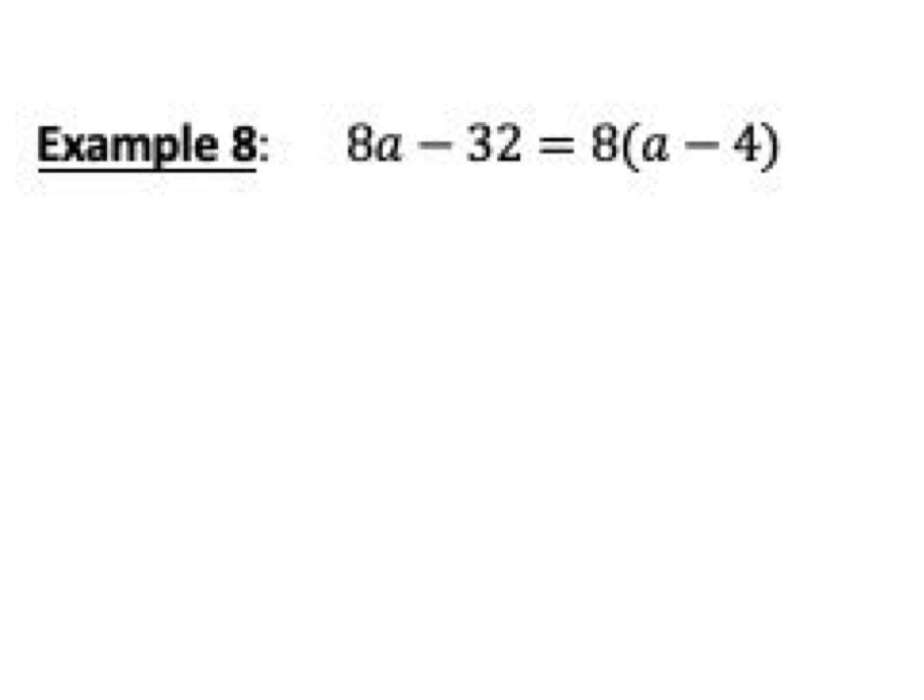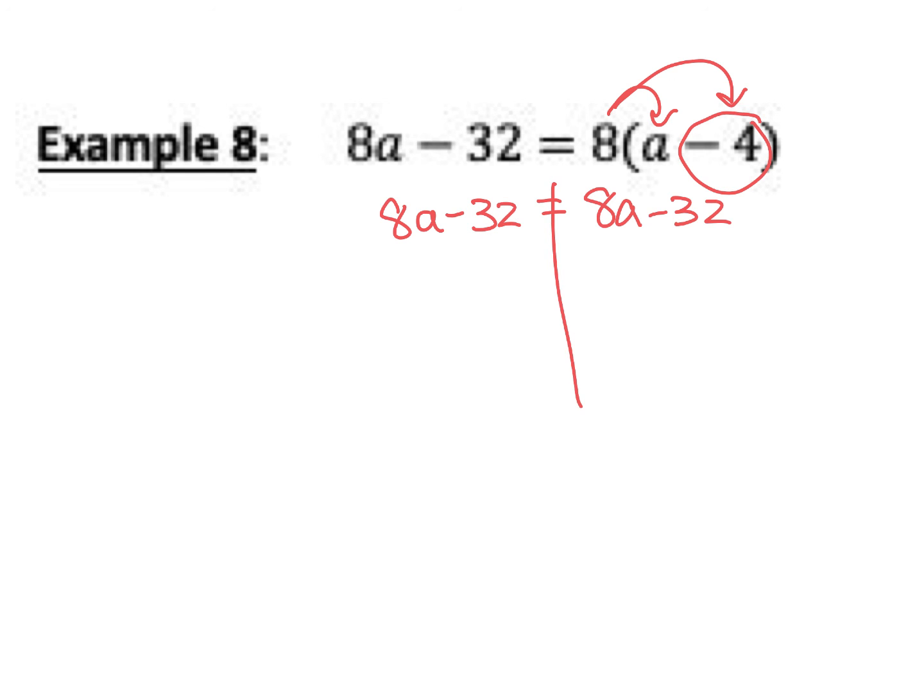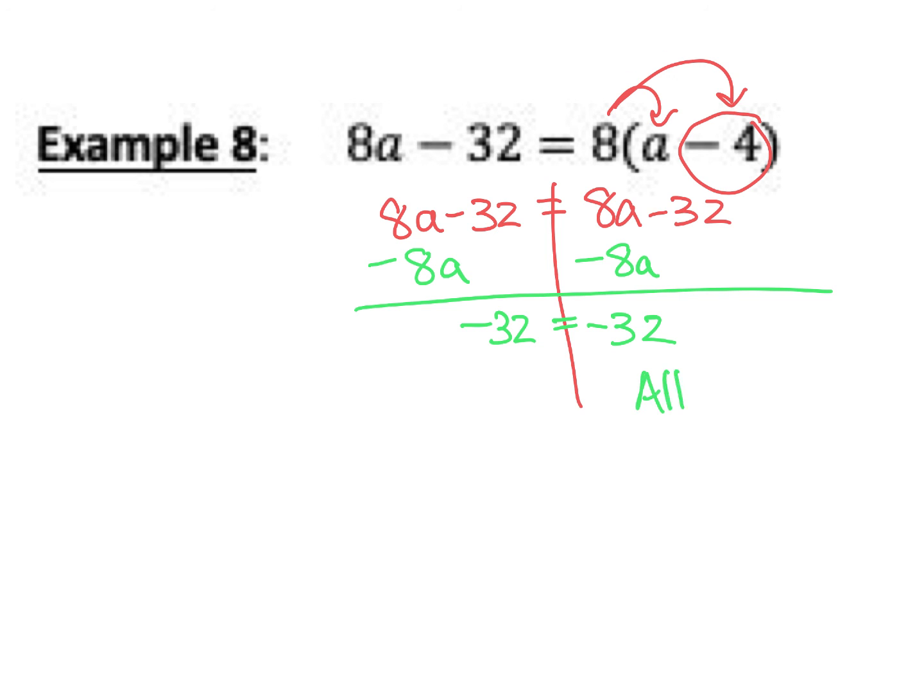All right, example number 8. So 8 times a is 8a. 8 times negative 4 is negative 32. Okay. So then I want to move my variables first. I'm going to subtract off 8a from both sides. So then I'm going to get negative 32 equals negative 32. Does this make sense? Does negative 32 equal negative 32? Well, yeah. So then, again, this is all real numbers.